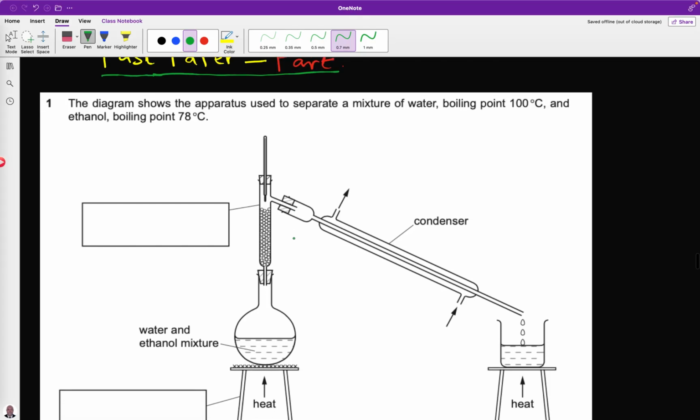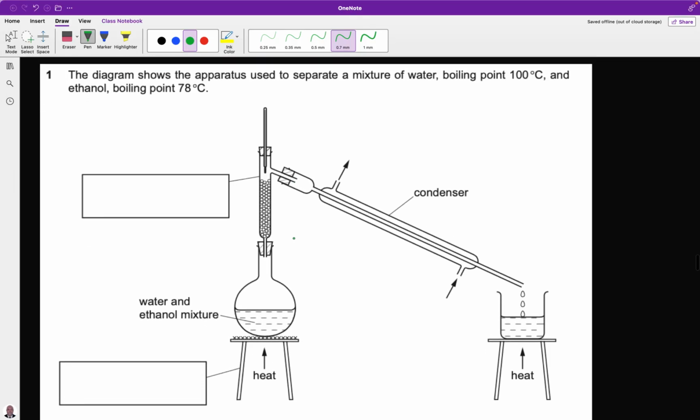This is the diagram. That is the diagram there. You have the diagram there. You have the stand here, that is the tripod. Under the tripod, you have the heat.